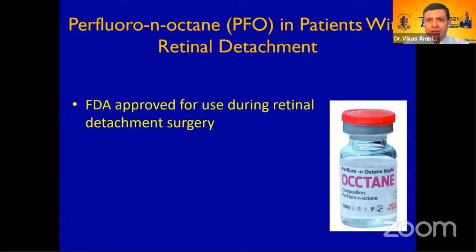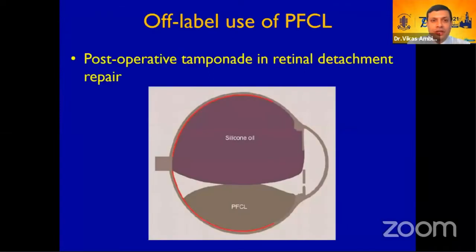Perfluoro-n-octane, or what we commonly call PFCL, is a heavy liquid which is approved for use as a third hand by retinal surgeons during vitreoretinal surgeries, mainly during retinal detachments and during membrane peelings. But of late, we've started using it as an off-label device as a tamponade after a retinal detachment surgery.